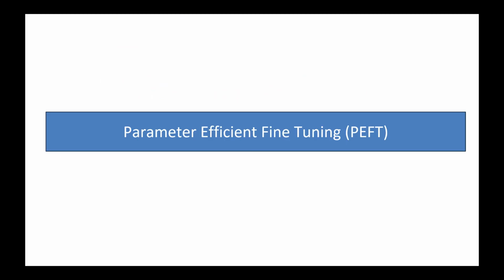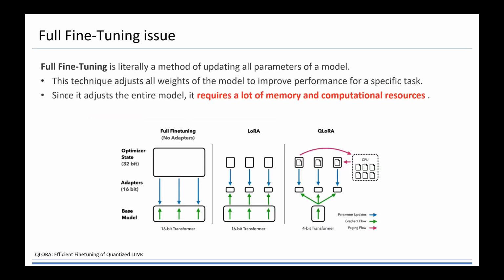Okay, the next section is about parameter efficient fine tuning, PEFT. So what is PEFT? What you learned before was related to full fine tuning. Full fine-tuning is literally a method of updating all parameters of a model. So we have the parameters from the existing model, let's say BERT, we use all parameters and then we transfer to a new data set, or we can say we transfer into a student network.